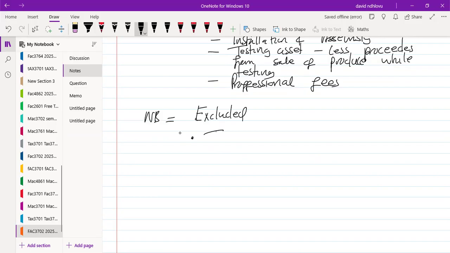Number one is the training of staff. When you bring in a new machine, you may want to train staff so that they are proficient in the use of the asset. Next, opening of new facility costs.